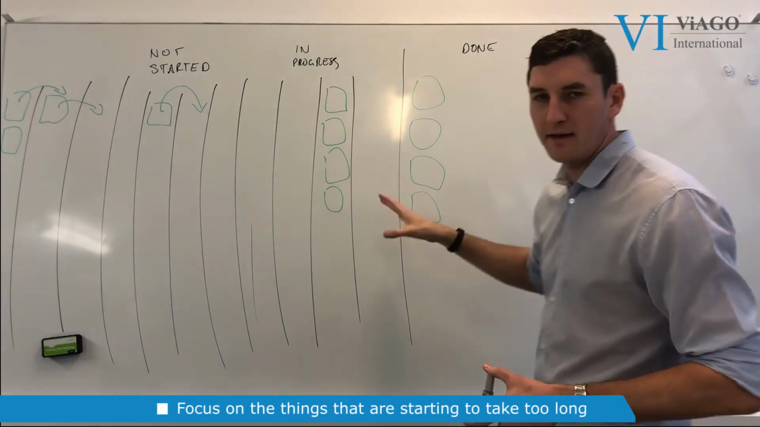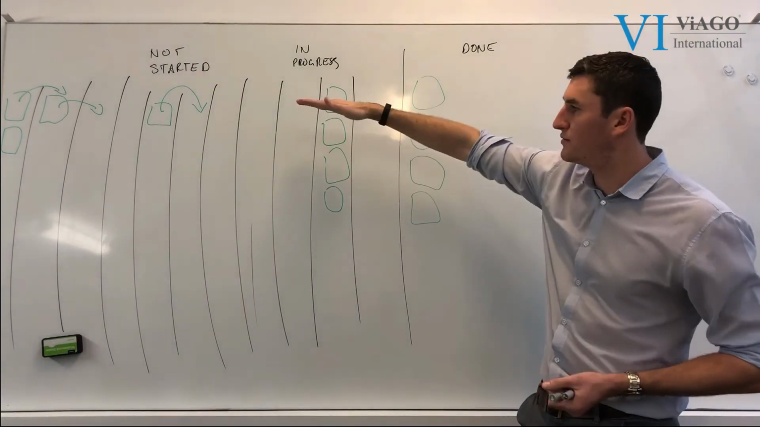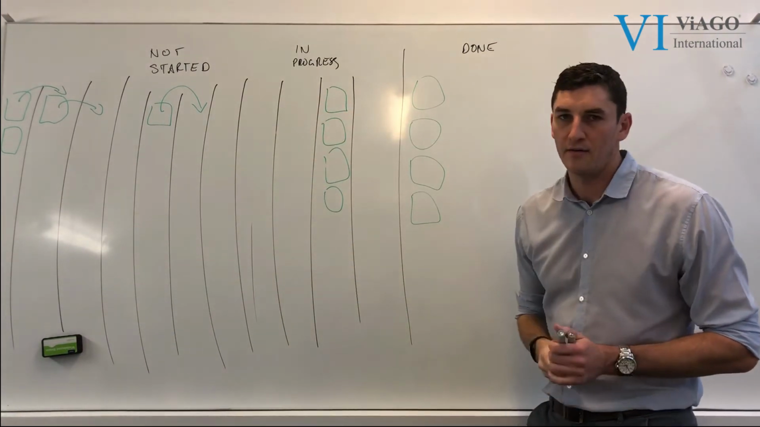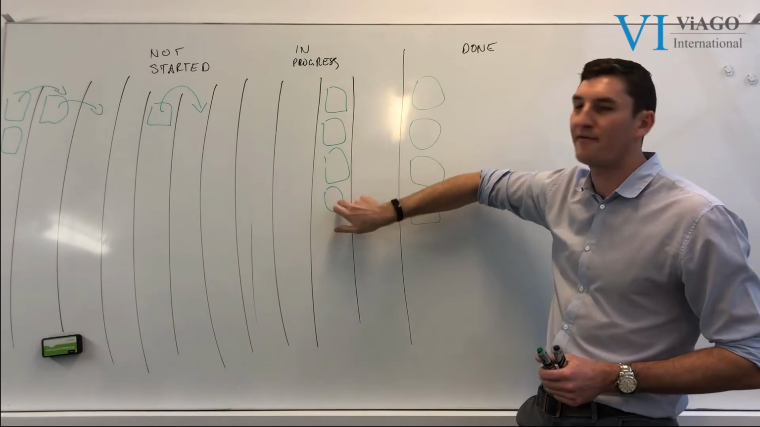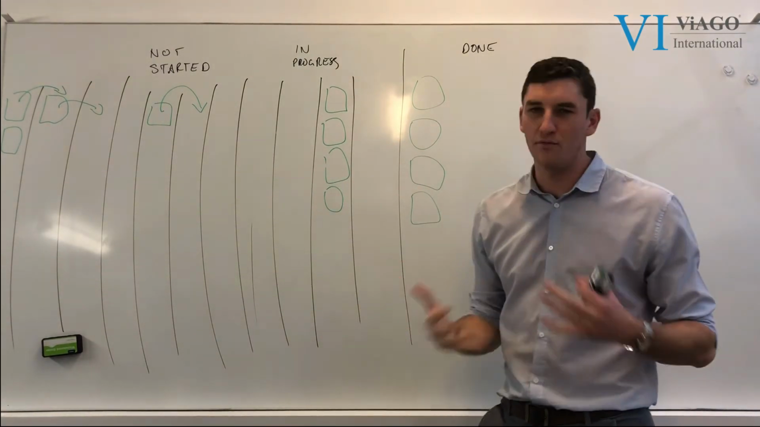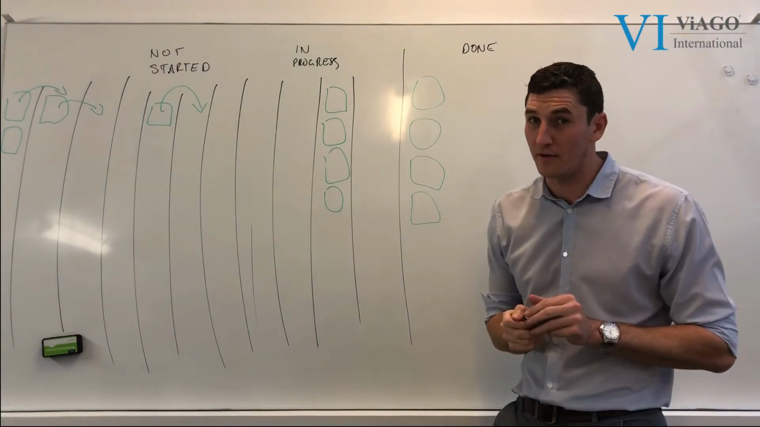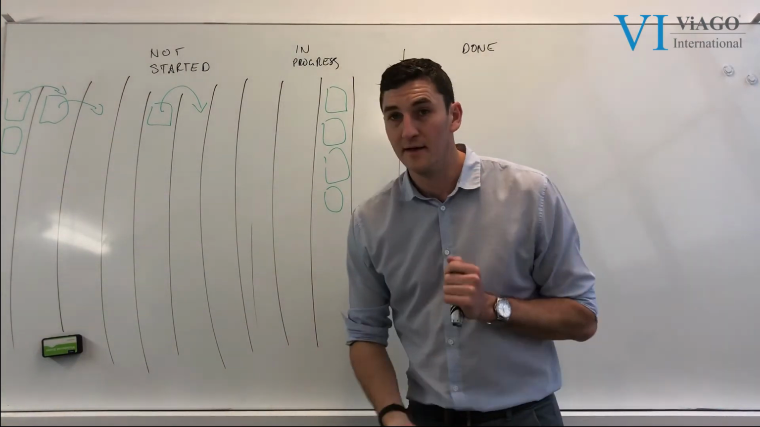I won't go into it here, but the next step on this would be to break these up by resources or allocate staff to each of these. So you've got a rough idea of who's working on what, if you haven't done that already. Okay, so that's the first tip.